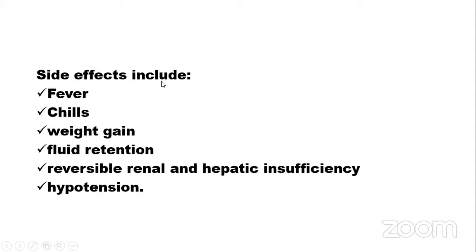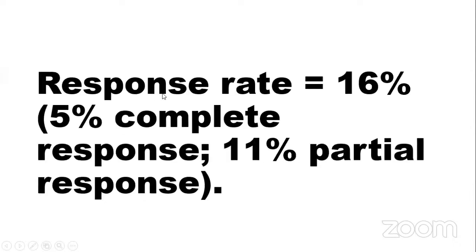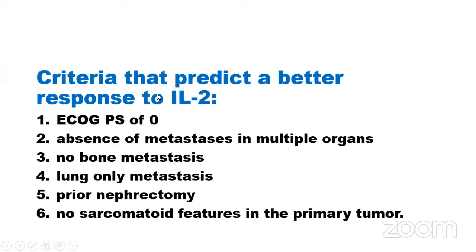Side effects of interleukin include fever, chills, weight gain, fluid retention, reversible renal and hepatic insufficiency, hypotension. Response rate equals 16%: 5% complete response, 11% partial response. So the total response is 16, and of this 16, 5 are complete responses and 11 partial responses.